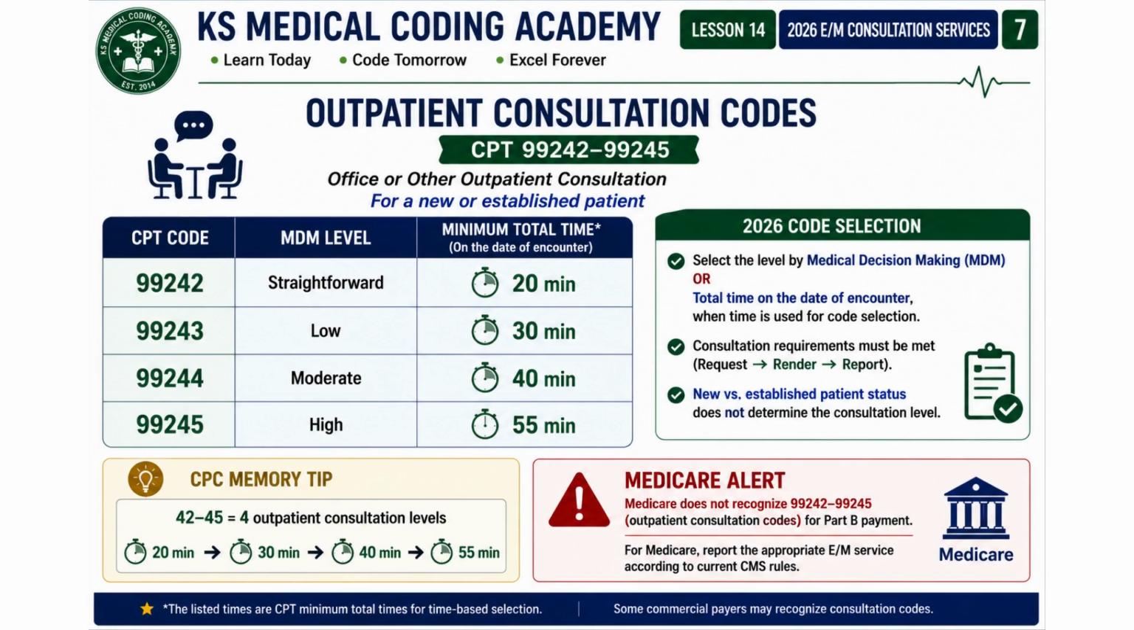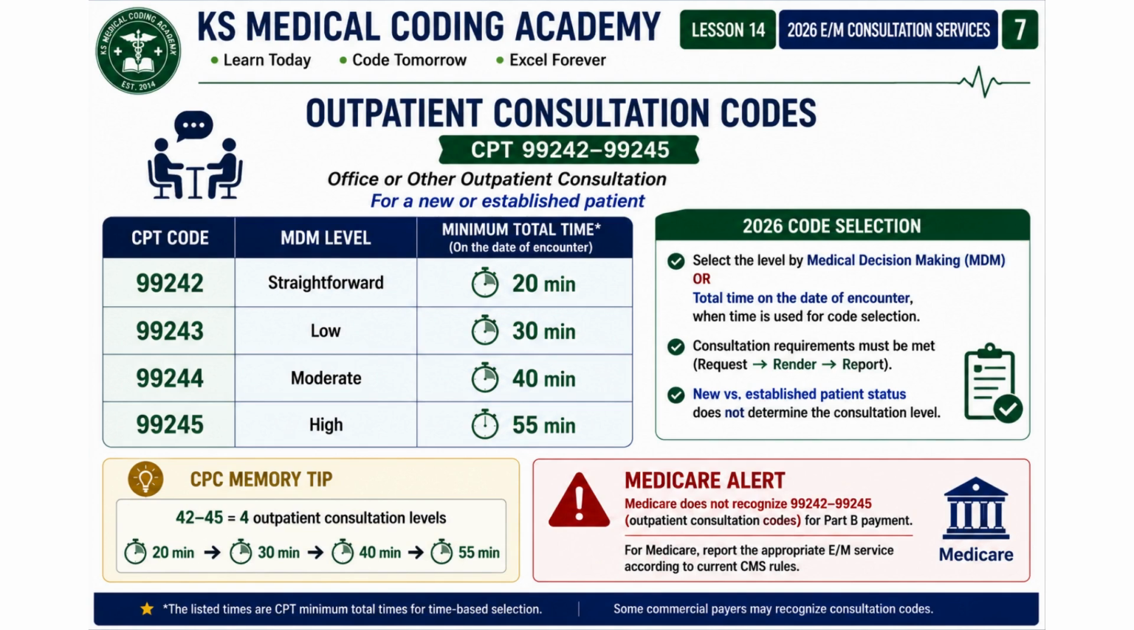Now let's look at the outpatient consultation code family, CPT 99242 through 99245. These codes are used for office or other outpatient consultation services when the consultation requirements are met. They may apply to either a new or established patient. The four levels are 99242 for straightforward MDM, 99243 for low, 99244 for moderate, and 99245 for high.